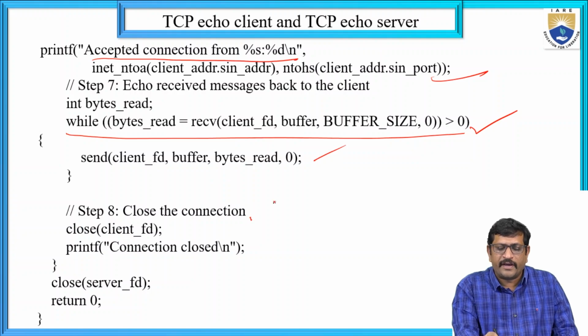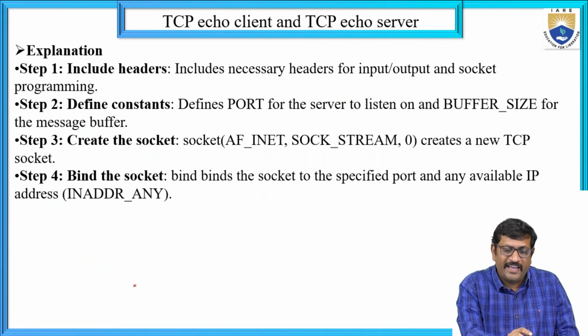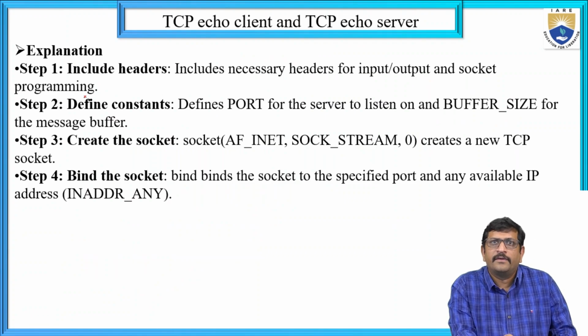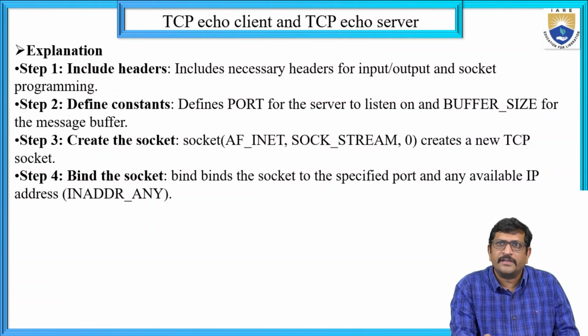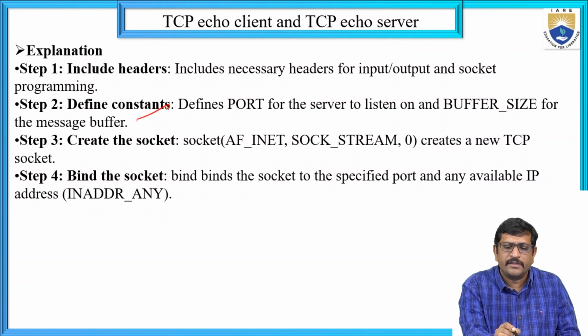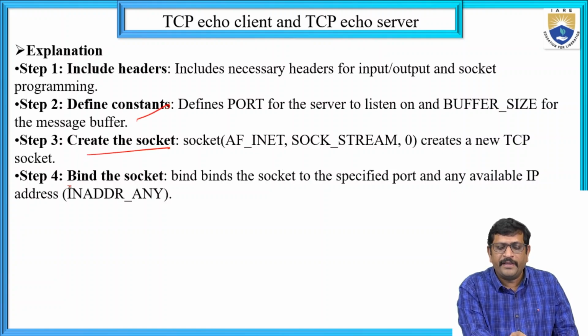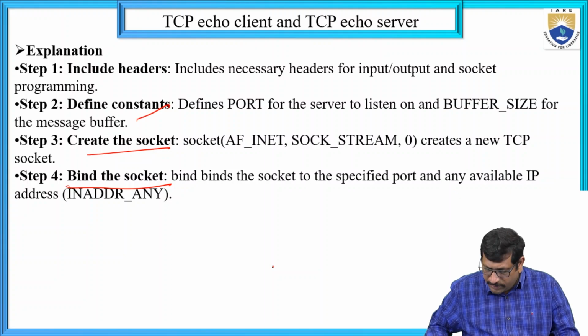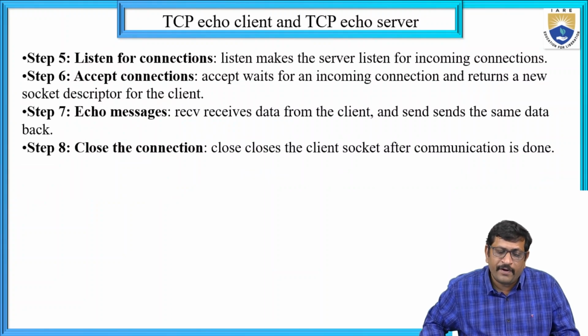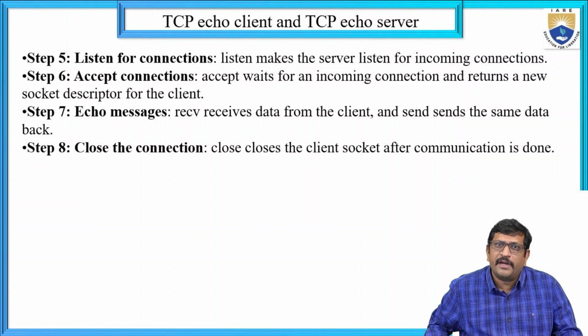Step 8, closing the connections: close client FD, print that the connection will be closed, close server FD and return. The explanation for this: it includes the necessary headers for input output and socket programming, defines the constants, and creates and binds the sockets. These are the steps we follow. Then listening for the connection, after that accepting the connections and receiving the messages, successfully completing the communication, and closing the connections.